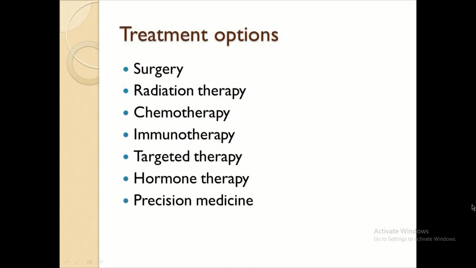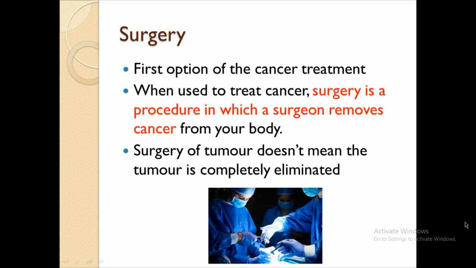Okay, we come to the last part of the video lecture. What treatment options are available to treat cancer? The list is given here: surgery, radiation therapy, chemotherapy, immunotherapy, targeted therapy, hormone therapy, and precision medicine. So we will see them one by one in detail. First we are going to see surgery. Surgery is the first option for cancer treatment.